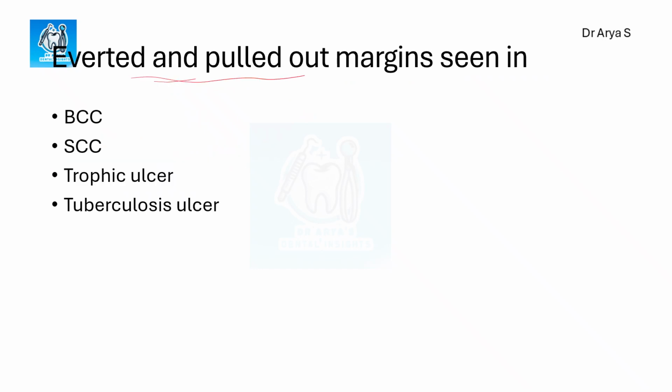Averted and pulled out margin is seen in basal cell carcinoma, squamous cell carcinoma, trophic ulcer or tuberculous ulcer? Here the answer is squamous cell carcinoma. So averted and pulled out margin is seen in squamous cell carcinoma.